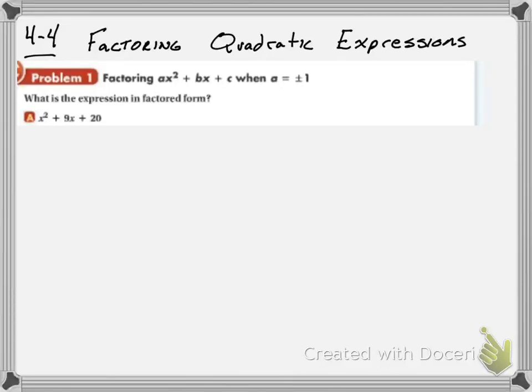4-4, factoring quadratic expressions. You've done this before. There's nothing different than what you used to do in Algebra 1 when you're factoring it. But again, we'll go through this a little bit. That's when a is plus or minus 1, that a being your first term. Find your AC number. AC number is 20.